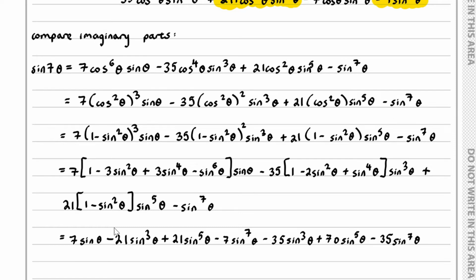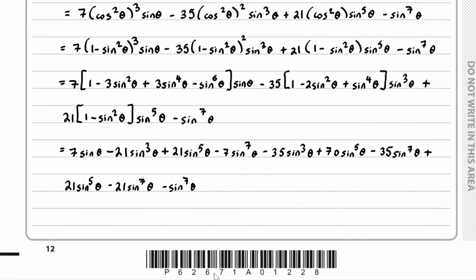And then here, if we expand these terms out, we've got 21 times 1 times sine to the 5, so we've got 21 times sine θ to the 5. Then we've got 21 times minus sine squared times sine to the 5, so that's minus 21 sine to the 7 θ. And then we've got the minus sine to the 7 θ.